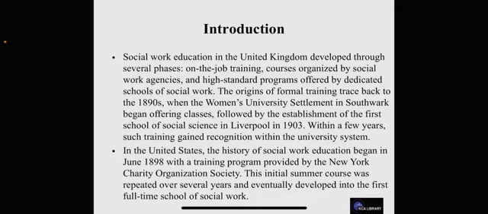However, in the United States, the history of social work education began in 1898 with a training program provided by a New York charity organization society. This initial summer course was repeated over several years and eventually developed into the first full-time school of social work.